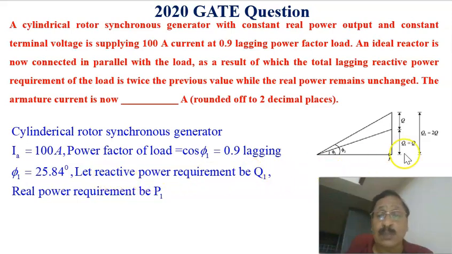And the corresponding reactive power, this is the reactive power for the first case, that is the 0.9 lagging power factor load. Therefore, the real power is P1, this is the real power and this is the reactive power, and this is the power factor angle, equal to 25.84 degrees. That's the first case before connecting the reactor. Now, after connecting the reactor, we can see in the next slide.